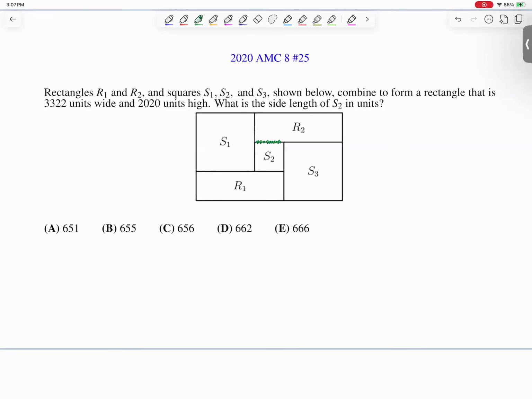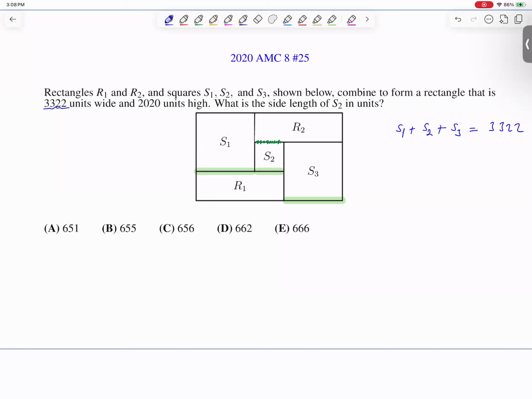Let's write the dimensions of the rectangle in terms of the side length of the squares. Observe that the side length of the first square plus the side length of the second square plus the side length of the third square is how wide the bigger rectangle is, which is 3,322 units. S1 represents the side length of the first square, S2 the second square, and S3 the third square, so S1 plus S2 plus S3 is equal to 3,322.